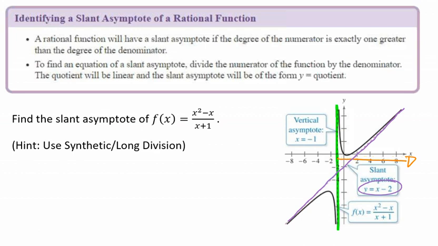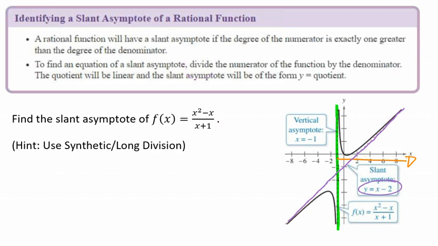So a rational function will have a slant asymptote if the degree of the numerator is exactly 1 greater than the degree of the denominator. Here we have an x squared, and down here we had just an x to the 1 power, so 1 greater. Now to find an equation of a slant asymptote, you can divide the numerator of the function by the denominator. And the quotient will be linear, and the slant asymptote will be of the form y equals the quotient. And we can do this division using either long division or synthetic division.